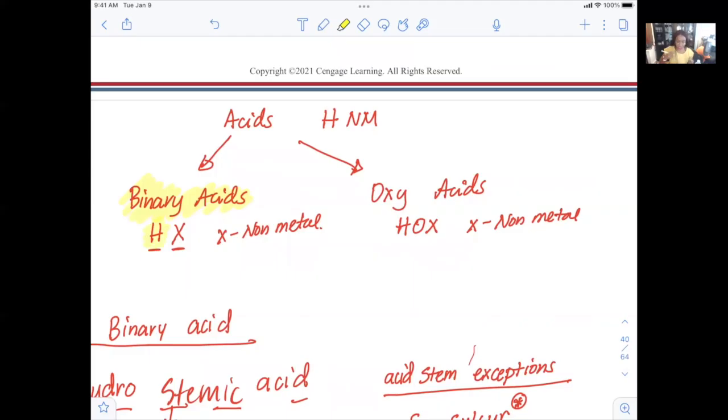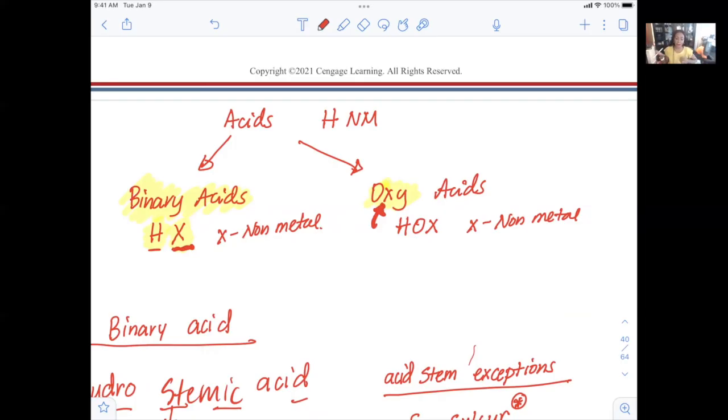Binary acids are identified because they have hydrogen and some other non-metal. Here's our hydrogen identified, and then we just left the second non-metal ambiguous, X. It can be anything, some other random non-metal, and together they make the binary acid. Oxy acids, on the other hand, are named oxy acid to highlight the presence of oxygen. So we have two categories: binary acids and oxy acids.